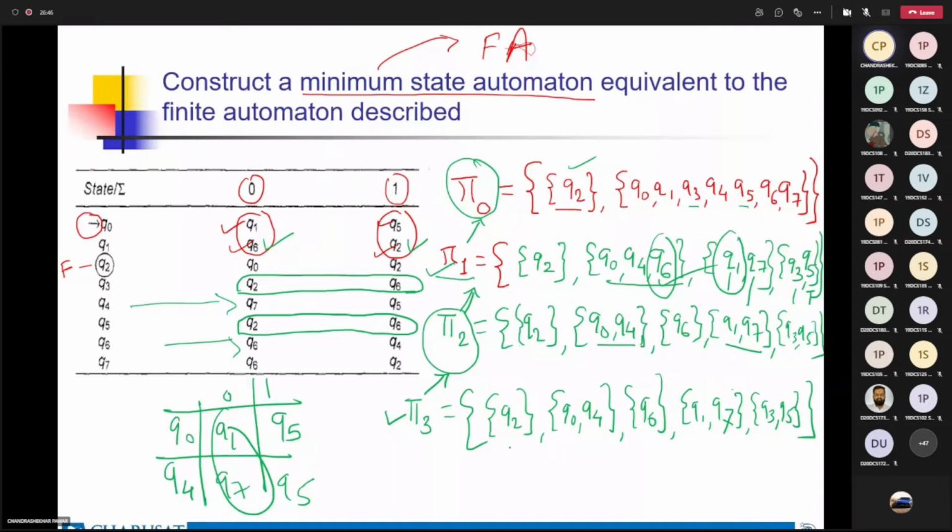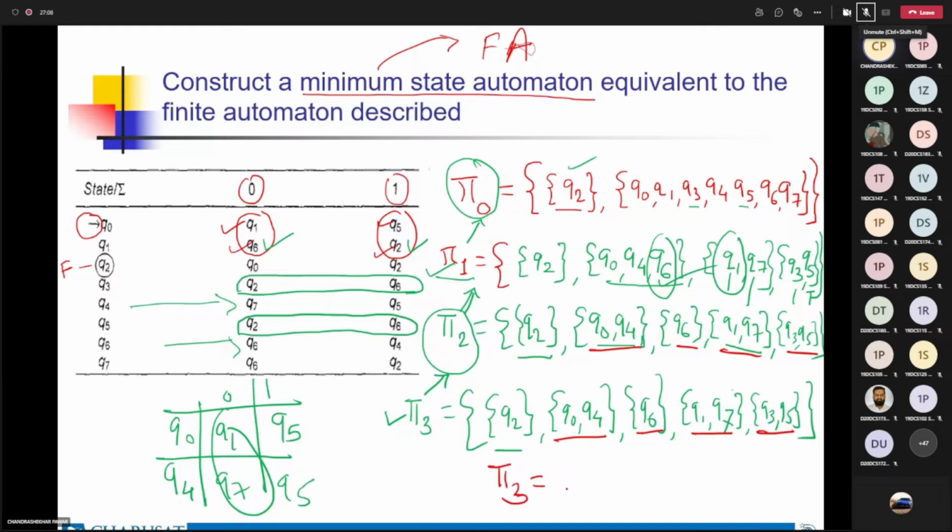Number of sets: Q2, Q2. I just changed the color here. Q0, Q4, Q0, Q4 is here. Q6 is here, Q6 is here. Q1, Q7, Q1, Q7. Q3, Q5, Q3, Q5. So we can say that pi3 is equal to pi2. And when we obtain this situation, that the same sets are going to repeat, at that time we have to stop.